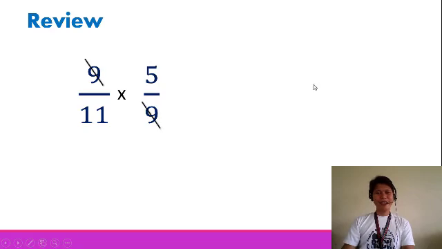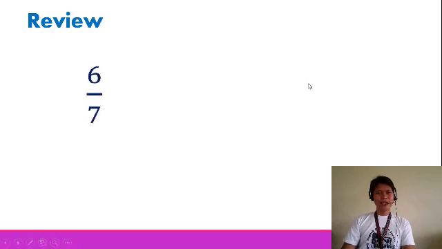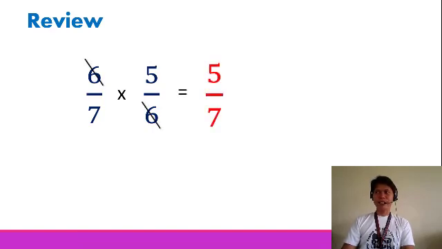Okay, so cancel the 9s, so the remaining are 5 and 11. Next, 6/7 times 5/6. Go. Okay, so the correct answer is 5/7. Next, 2/9 times 3/4.